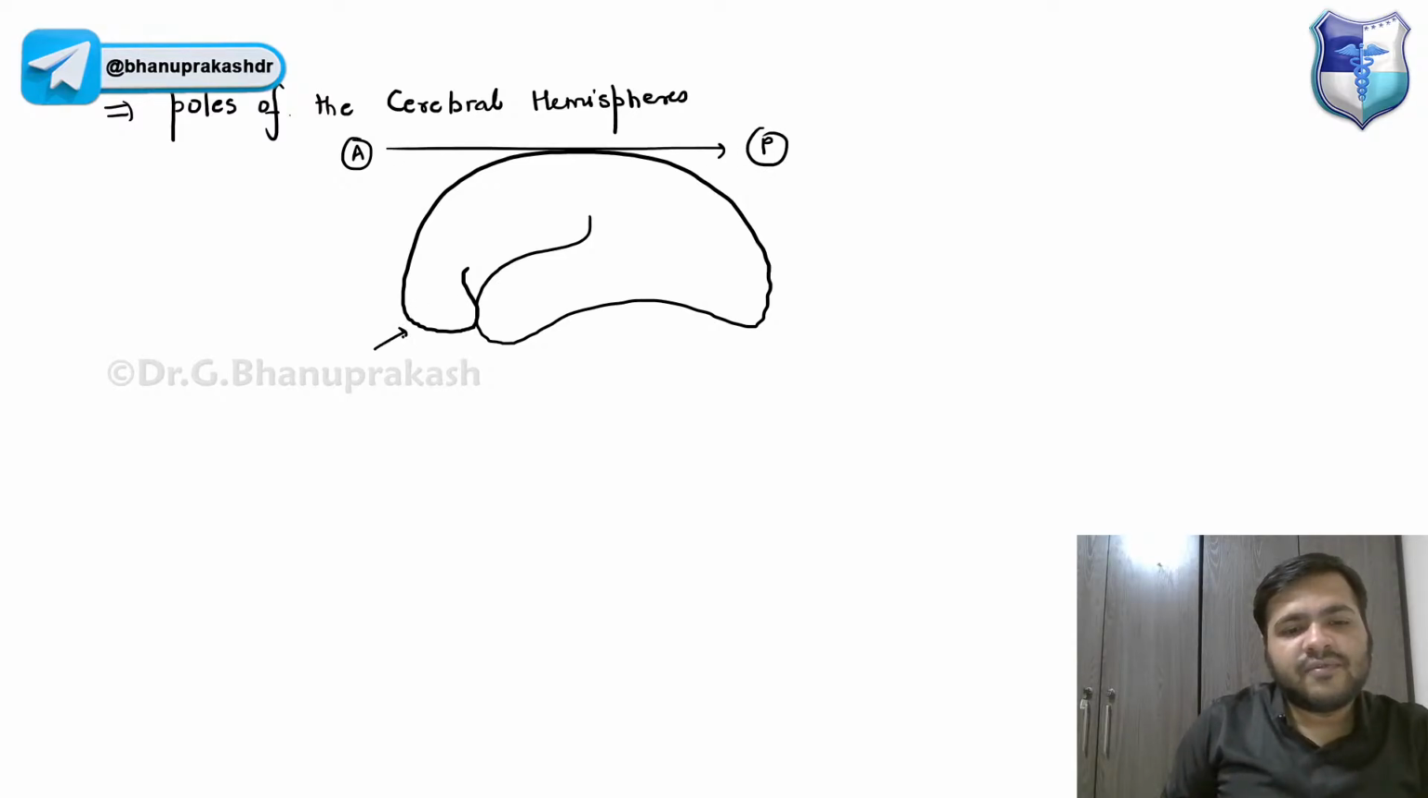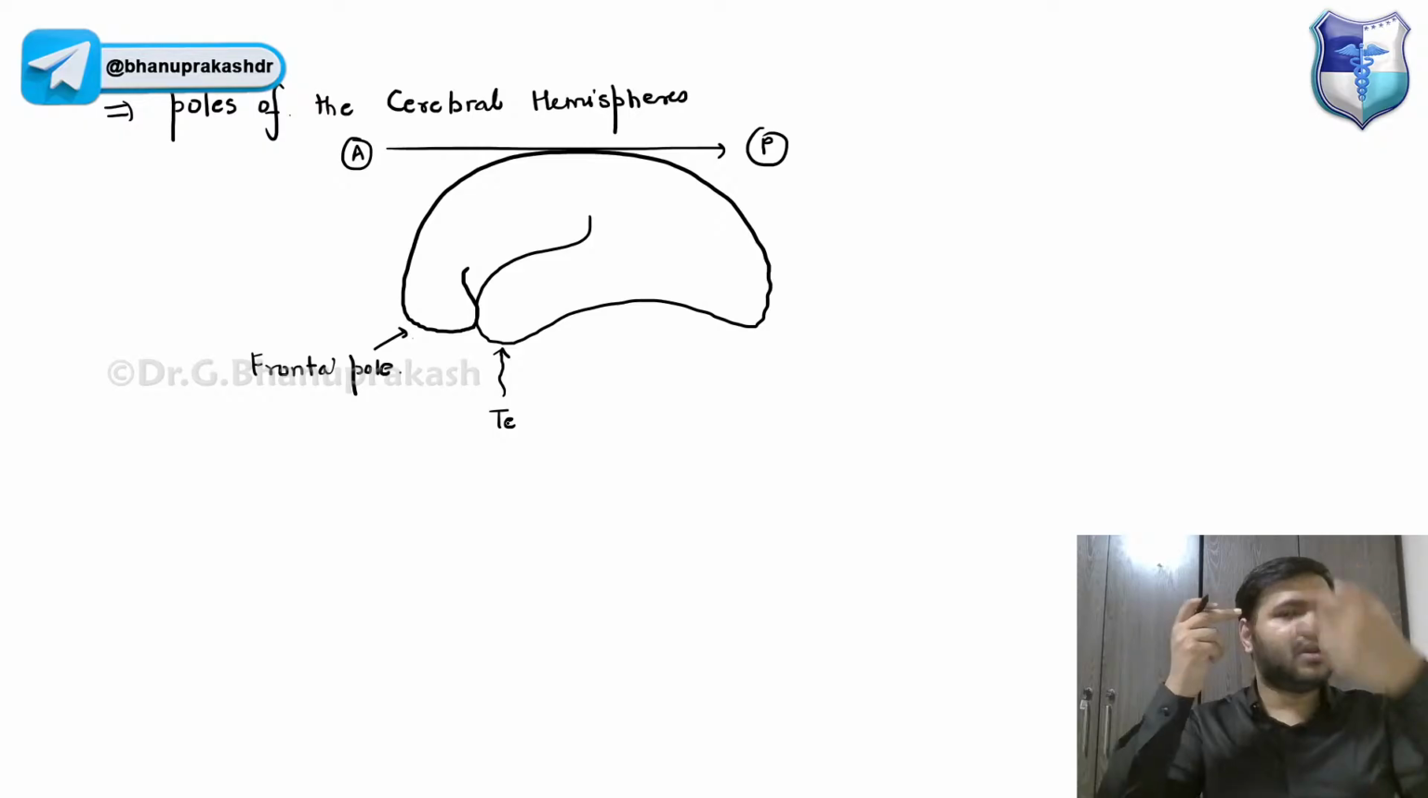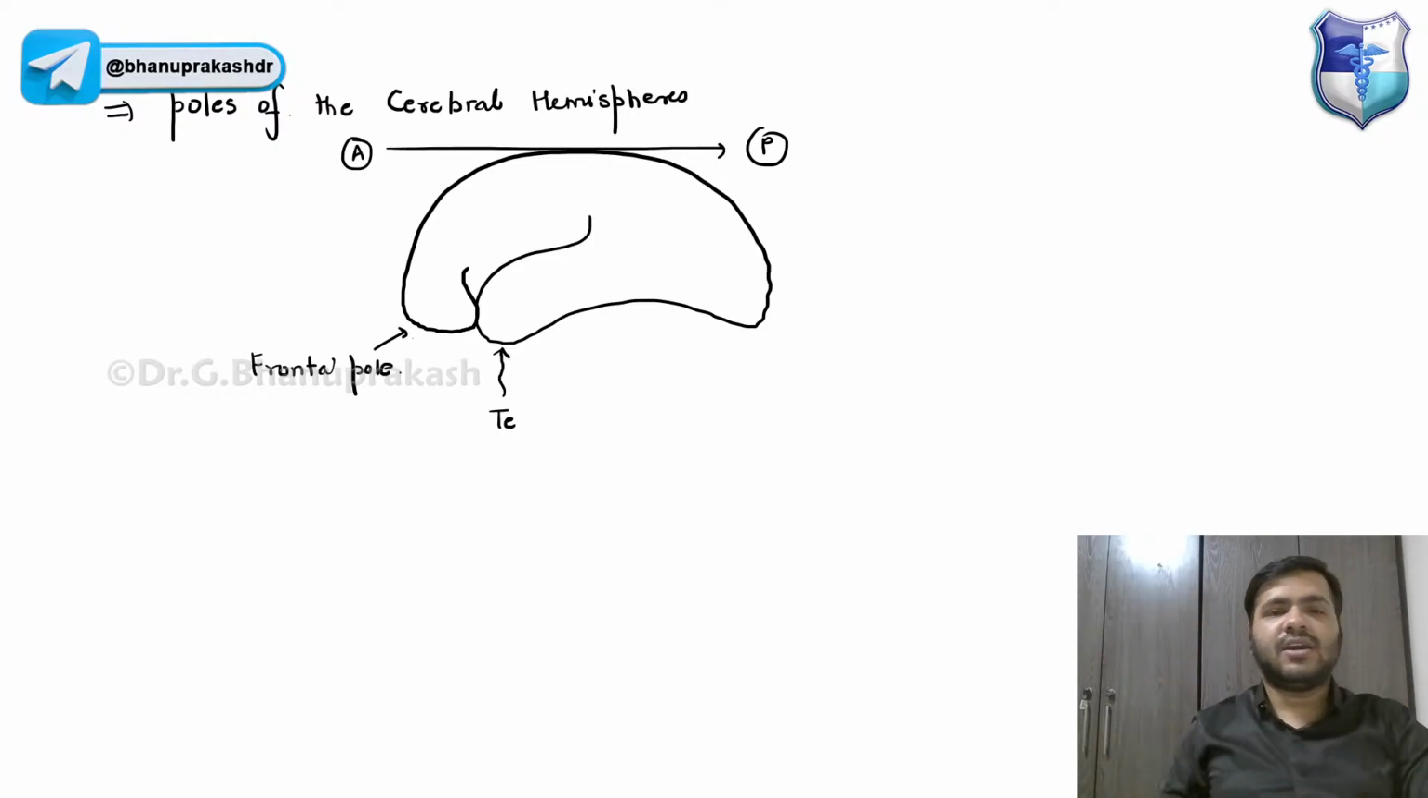Yes, we have the frontal pole. Now this frontal pole is basically at the end of the frontal lobe. Then we have the temporal pole. आगे frontal हो गया, साइड में temporal, और पीछे वाला क्या हो जाएगा, occipital.